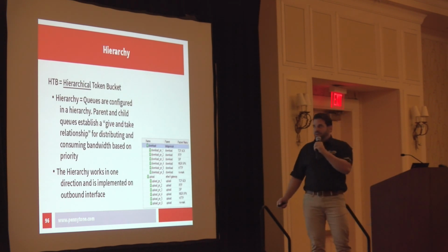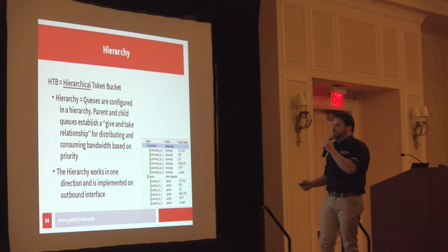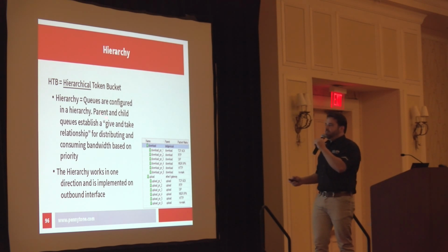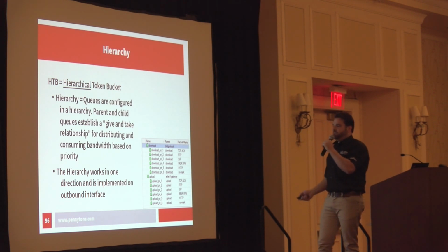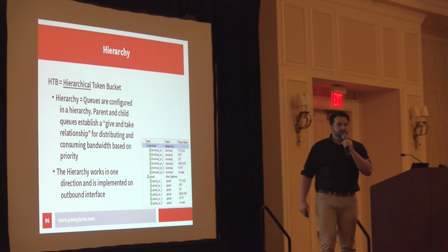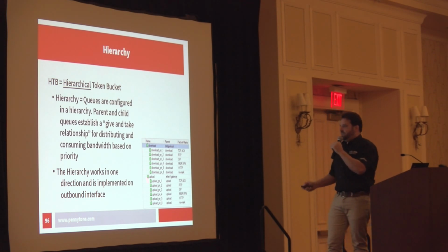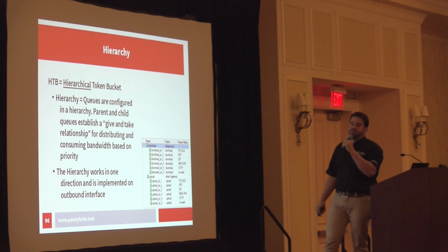Now let's take a look at the hierarchy. So HTB, let's talk about the hierarchical part of HTB. Queues are configured in a hierarchy. Parent and child queues establish a give and take relationship for distributing and consuming bandwidth based on priority. The hierarchy works in one direction and is implemented on an outbound interface. Again, we can only queue traffic that exits an interface. Over here, we see what the hierarchy is. We see our child queues here, which are sub-queues of the parent queue.